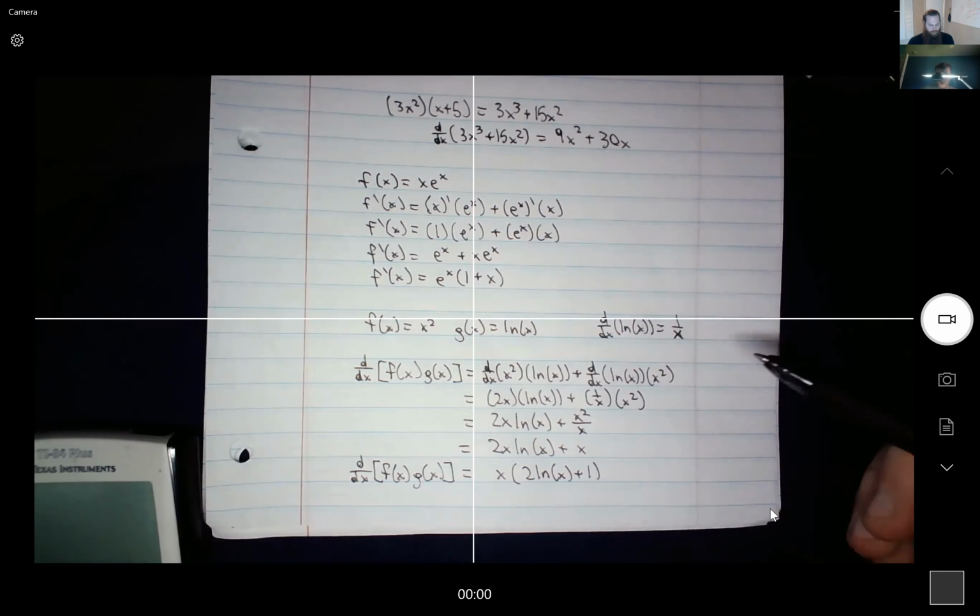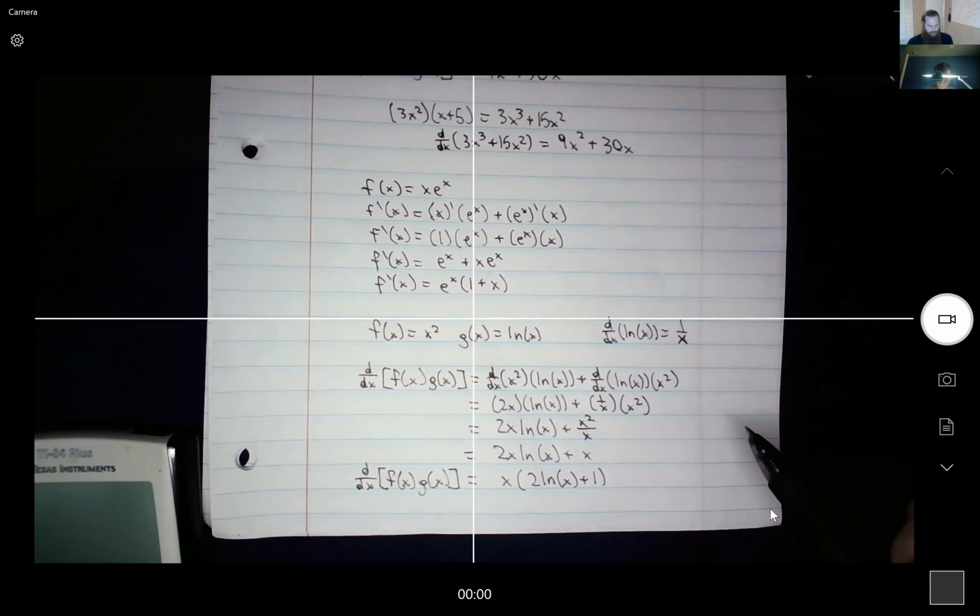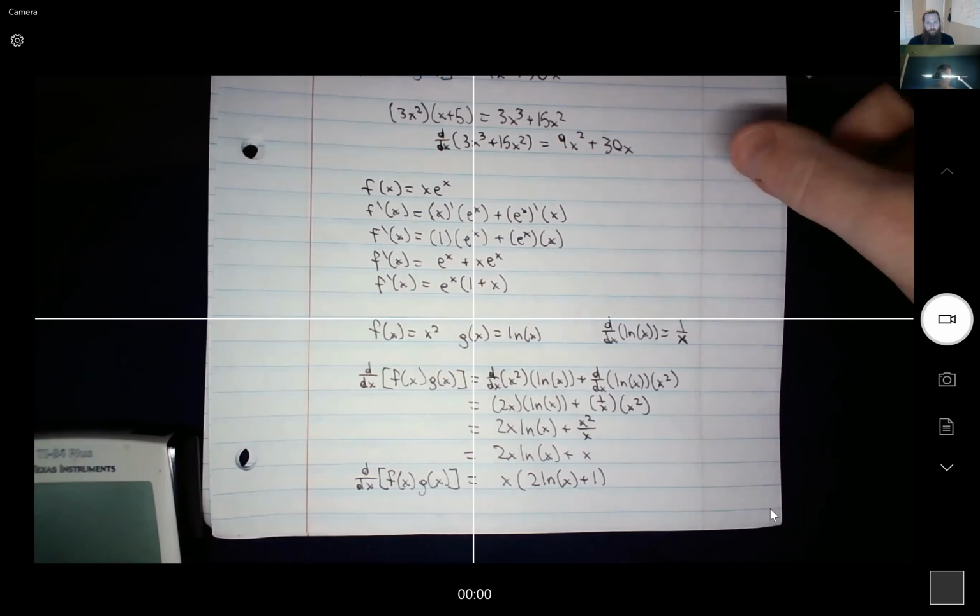Okay, so are there any questions about any of these problems? Is everybody able to see where all the pieces come from and how they're being combined? Very nice. Okay, I think you're doing good.